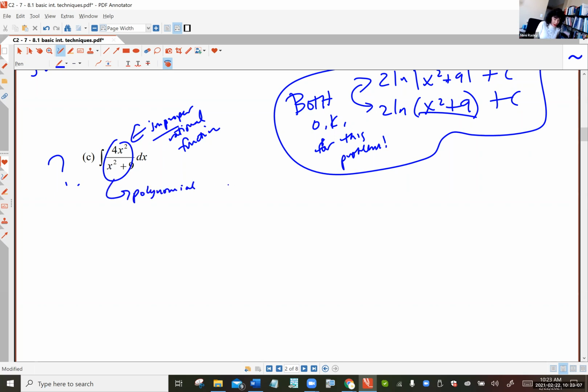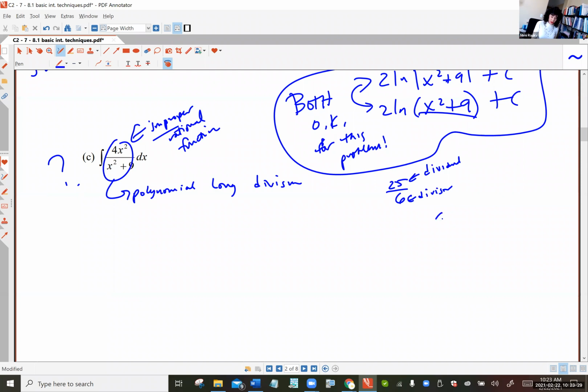So before I do this problem, I want to start with a basic division problem, just so you kind of get the flavor. So what if I said divide 25 by 6? Let's do some vocabulary. This is what we call the dividend. This is the divisor.